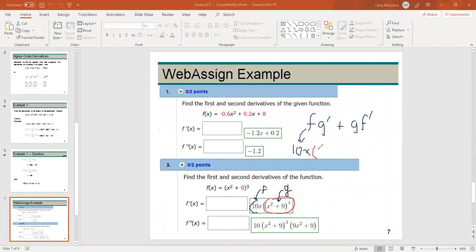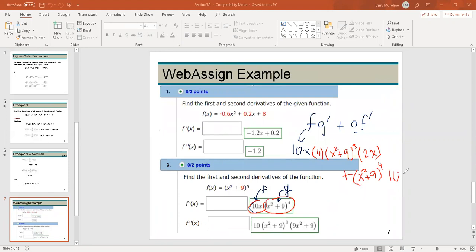So I'm going to bring a 4 down in front, leave the parentheses as is, and subtract 1 from the exponent. Then I have to also multiply by the derivative of what's inside, which is 2x, plus G times f prime. But G is x squared plus 9 to the 4th. And then f prime is the derivative of this 10x, and that's just 10.